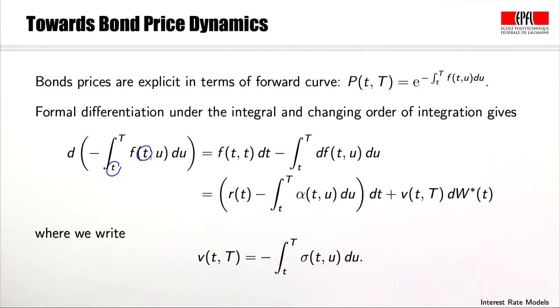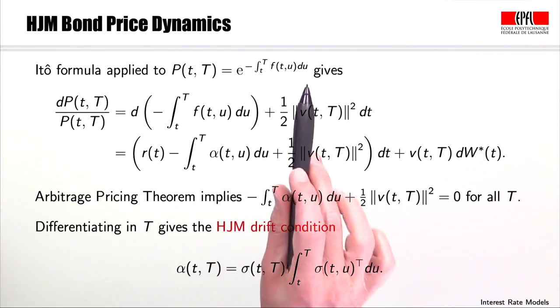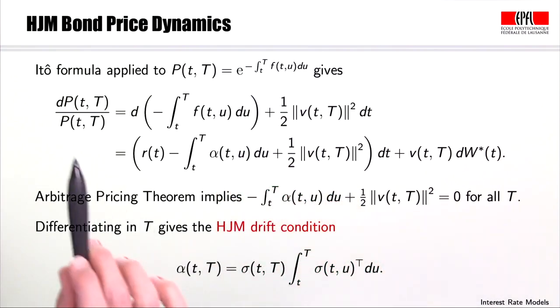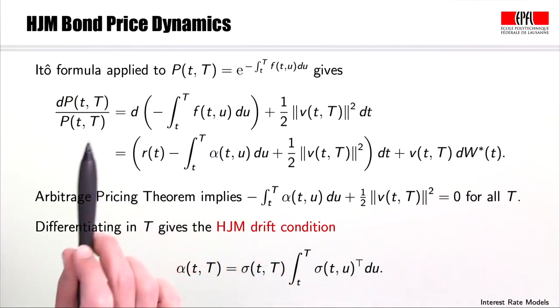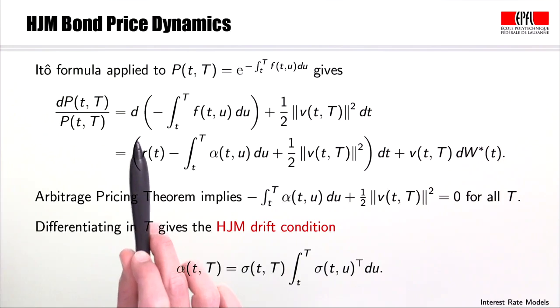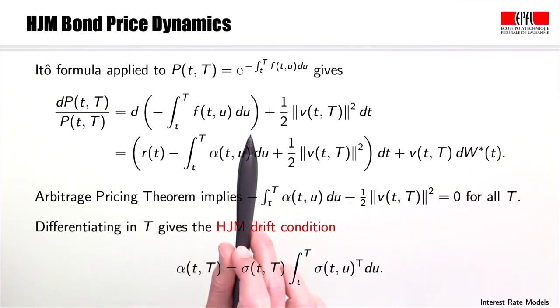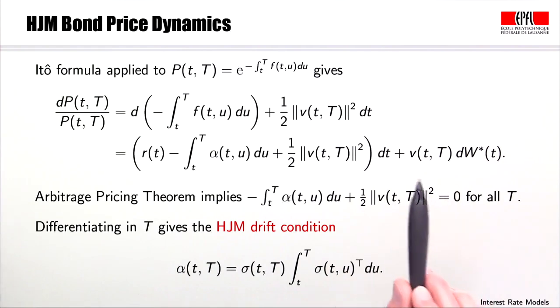We can now apply the Ito formula. The Ito formula applied to the exponential function gives us what we see here on the first line. Notice that I have divided on both sides by the T-bond price. Plugging in the expression for the Ito decomposition of this process from the previous slide, we arrive at what is shown here. This is the T-bond return decomposition into drift component and martingale component.